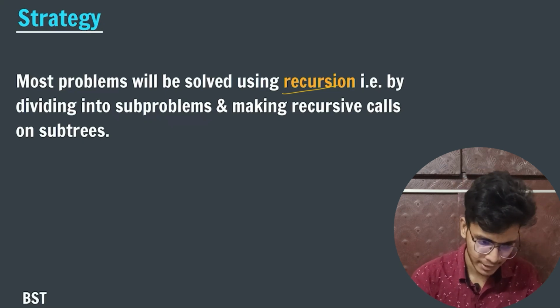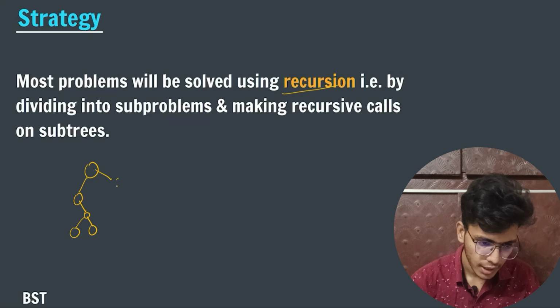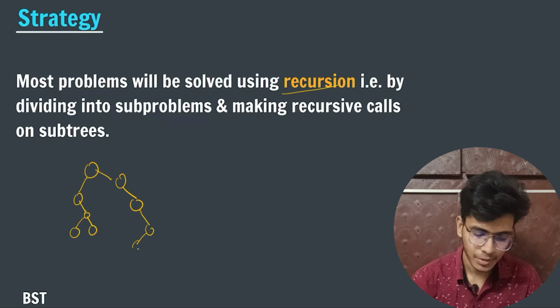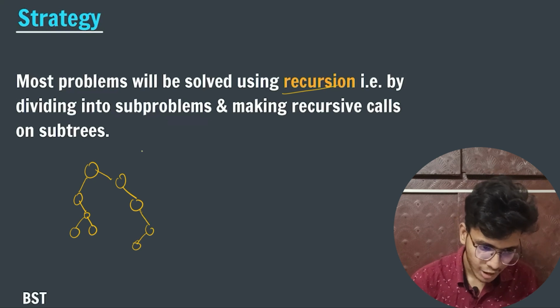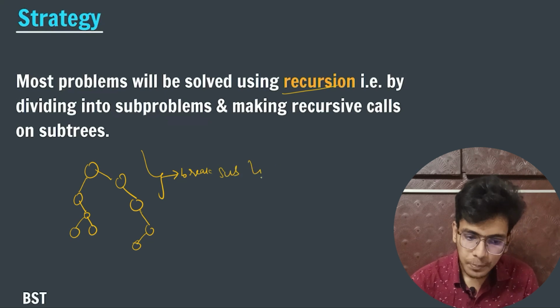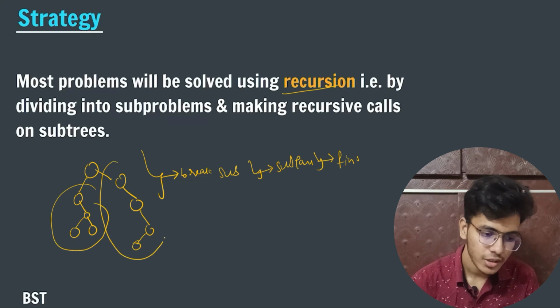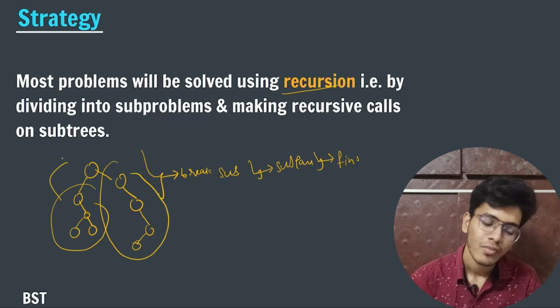Let's say this is my tree, a BST, and it has some elements, right? Now what I will do is break this tree into subparts, and for these subparts I will try to find the solution. I will find the solution for the left part and for the right part, and after finding the solution, I will return it to my main function.